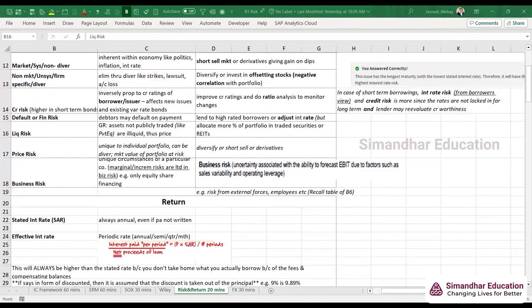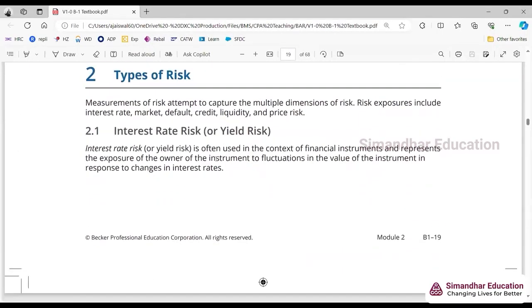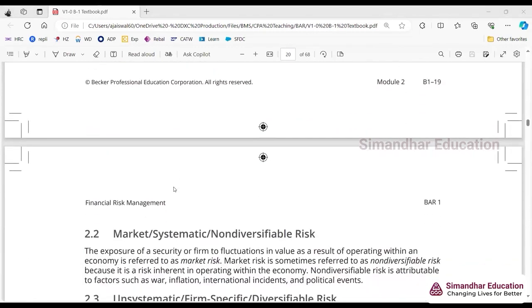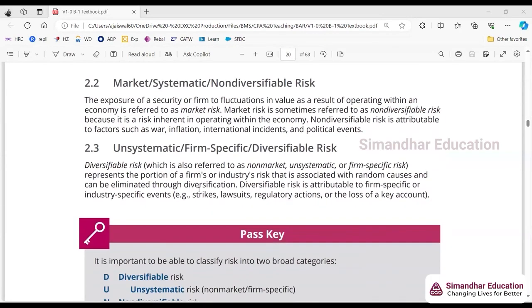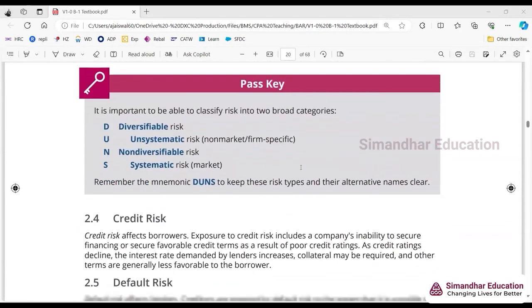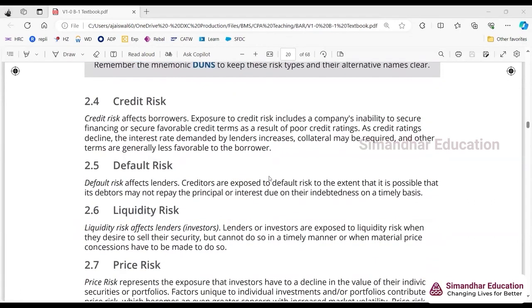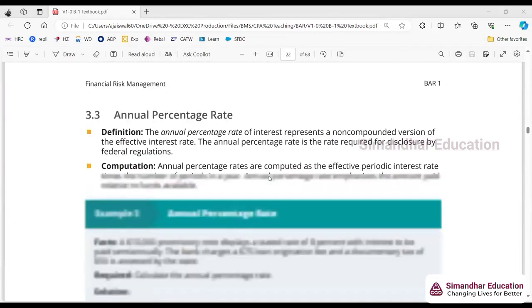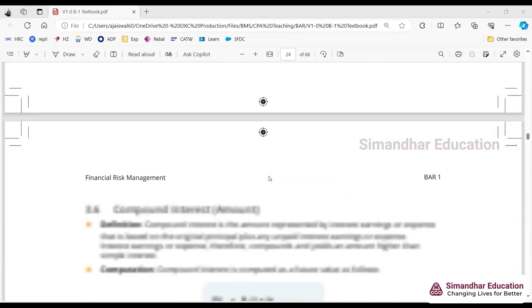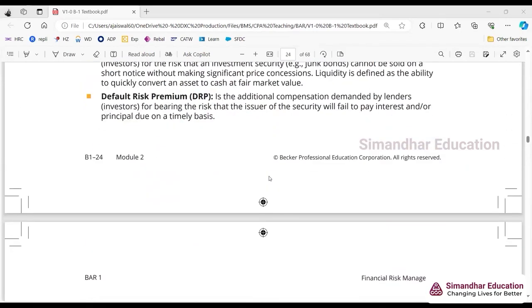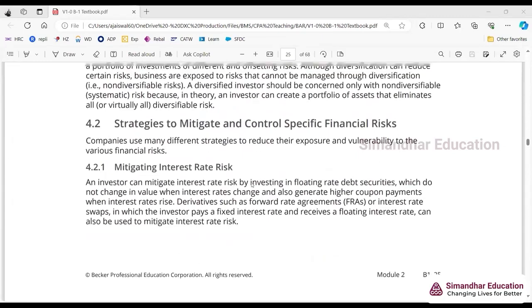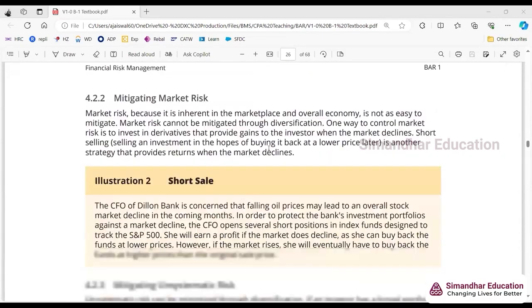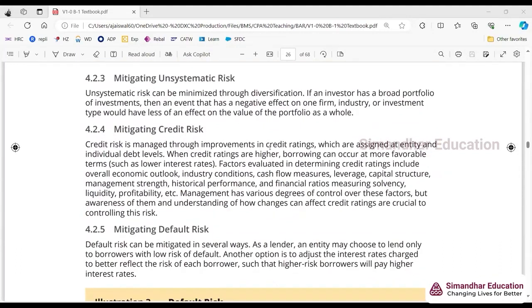Okay. So this is it for the types of risk. I will show it to you in the book also, so that you are able to understand. Interest rate risk or yield risk, market or systematic, unsystematic, diversifiable, same names are there, right? Price risk. This one we'll do, how to calculate, with numbers, right? So that you are able to understand properly. Mitigation strategies also. Whatever is there, you will find those in the table also. Okay.